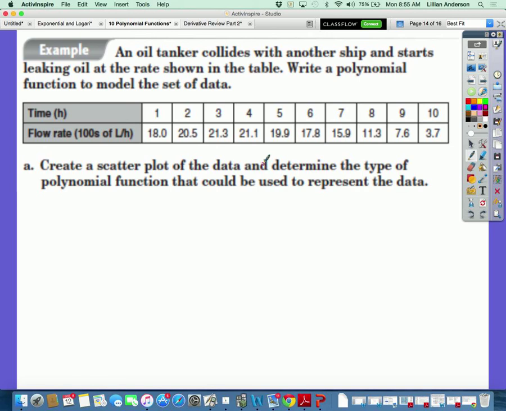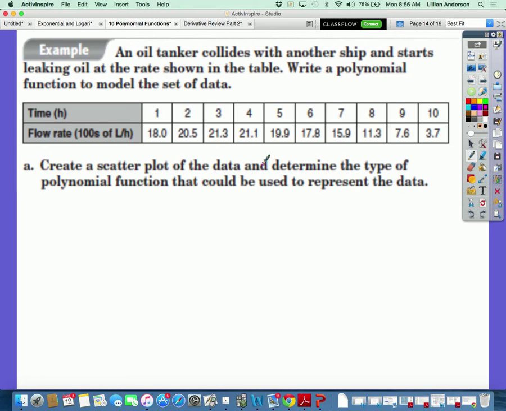An oil tanker collides with another ship and starts leaking oil at a rate shown in the table. Write a polynomial function to model the set of data. So we have this data here that's time with an H. What do you think H represents? The hours. Okay? So as the hours increase, per every hour, this is the rate of flow at which the tanker is losing, is leaking oil. Okay?